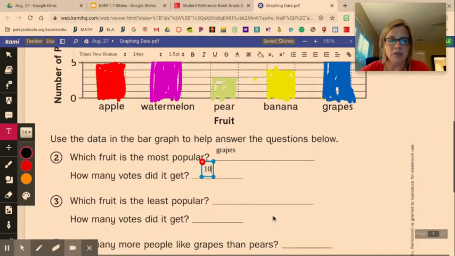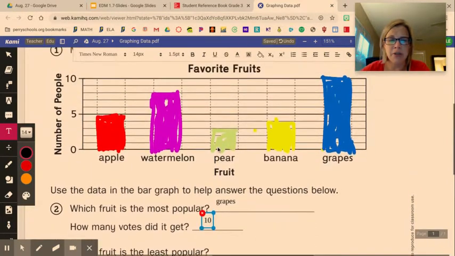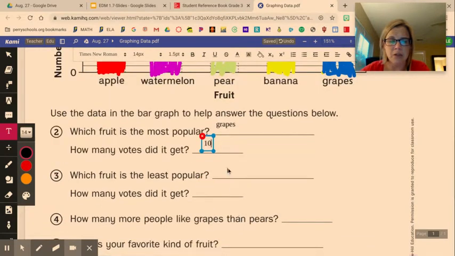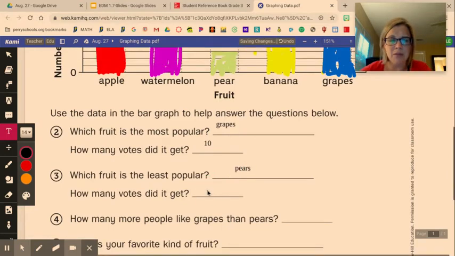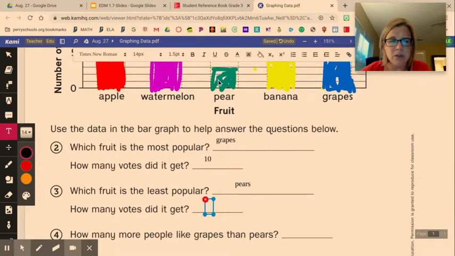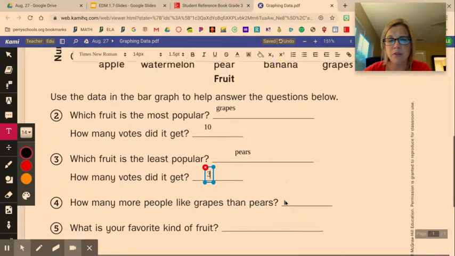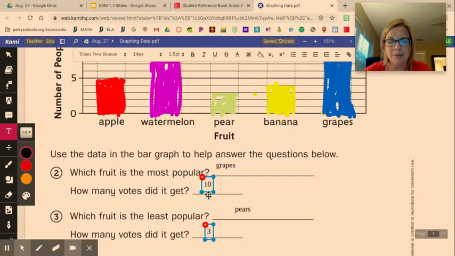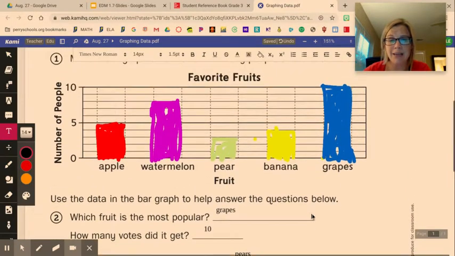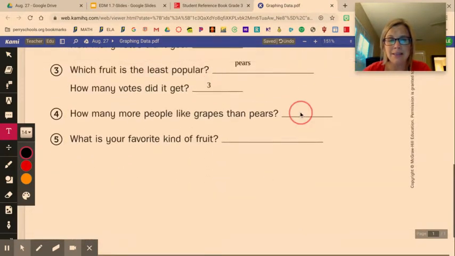Number 3 says, which fruit is the least popular? So which bar is the lowest? Pears are the lowest. So I'm going to write my answer, pears. And how many votes did pears get? Well, pears only got 1, 2, 3. So I'm going to put 3 in. And then number 4 says, how many more people like grapes than pears? So we know grapes had 10, pears had 3. So we're going to subtract 10 minus 3, and that is 7.